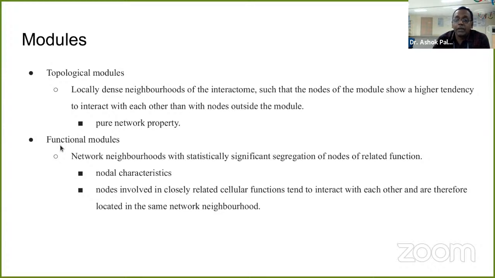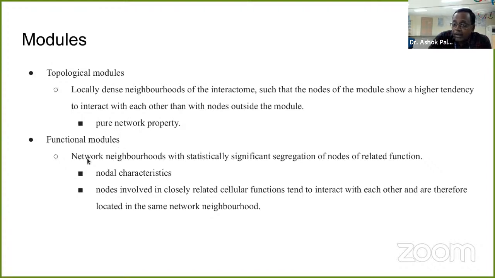Next, we can define functional modules, where we are going from mathematics into biology, okay? Here we have topological modules that can also be associated with a biological function. If I have a biological function, I can map it onto this module. If you're familiar with the gene ontology, we have a molecular function that is mapped to every gene. We also have a biological process of which the gene is a part, and this biological process consists of many other genes as well. So that is one sort of functional module, isn't it? If we have a topological module that does map into these biological processes, then what we have is a functional module. So it's a network neighborhood with nodes that are all related in function. This is a nodal characteristic. It is not a network property alone.